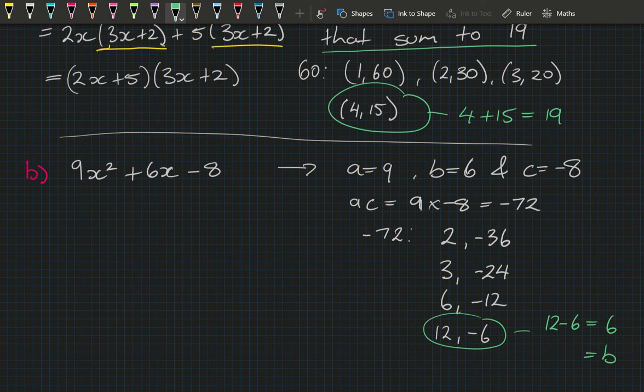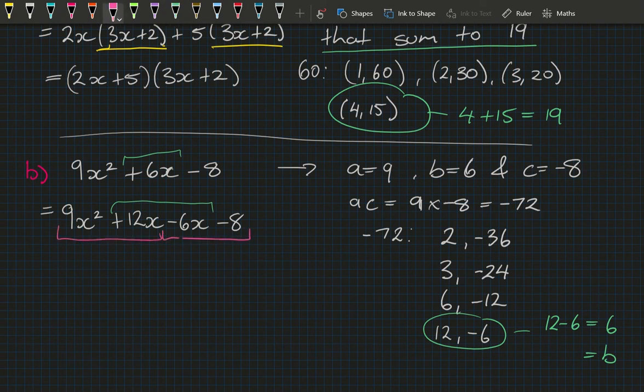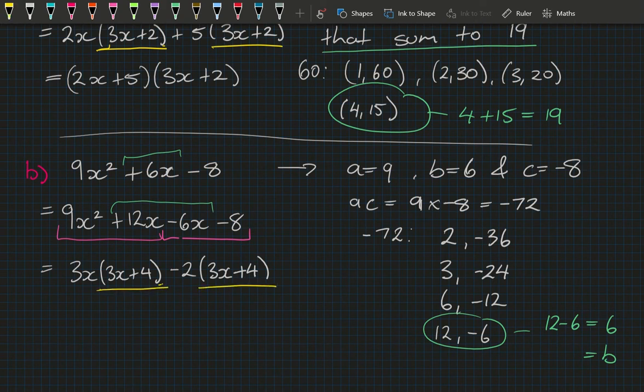Let's rewrite this trinomial as 9x squared plus 12x minus 6x minus 8, simply by changing this 6x to 12x minus 6x. And if we group this, we can see that the group on the left has a common factor of 3x and the group on the right has a common factor of -2. And therefore we're left with 3x times 3x plus 4 and -2 times 3x plus 4. And clearly 3x plus 4 is a common factor. And we can finalize this factorization with 3x minus 2 times 3x plus 4.